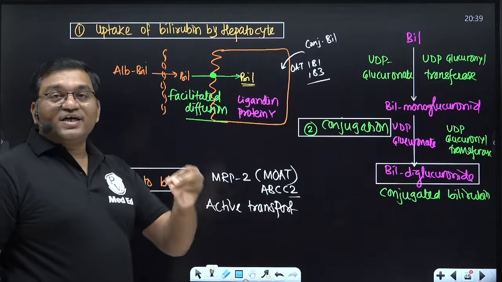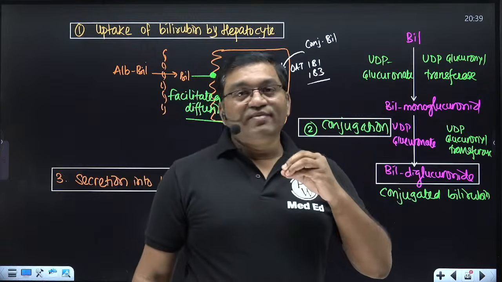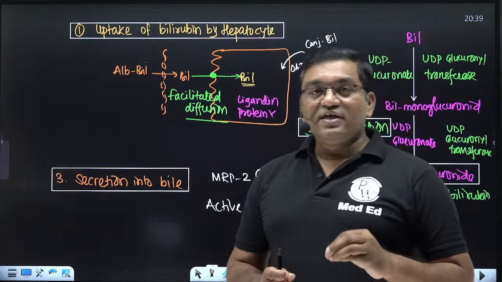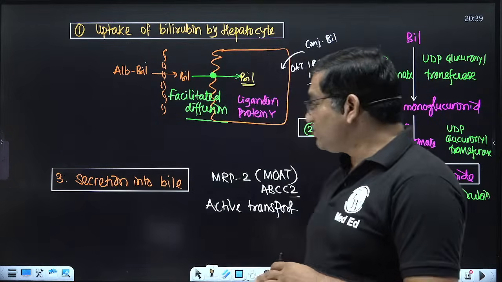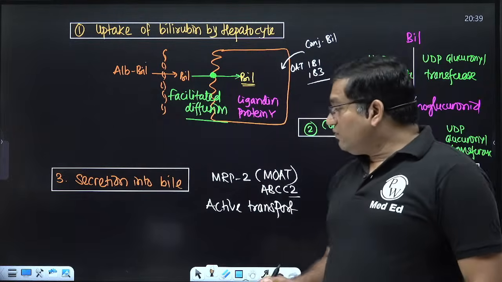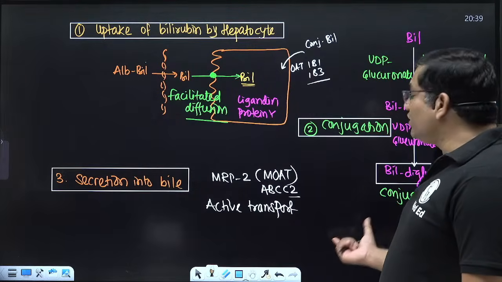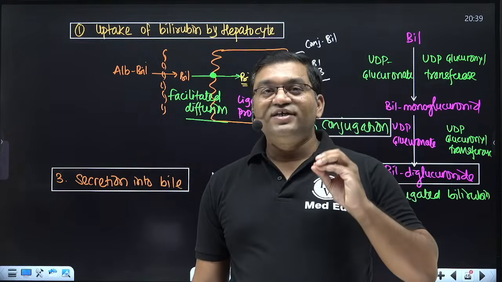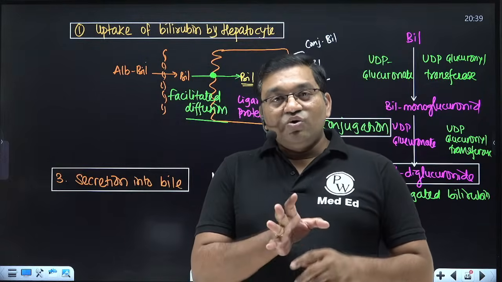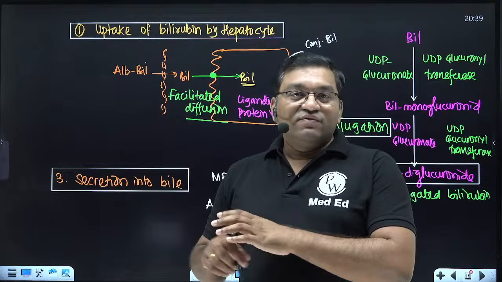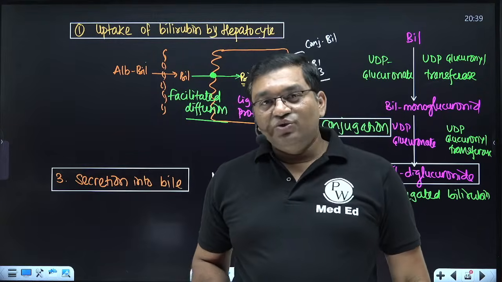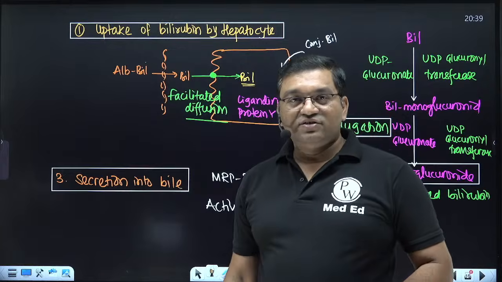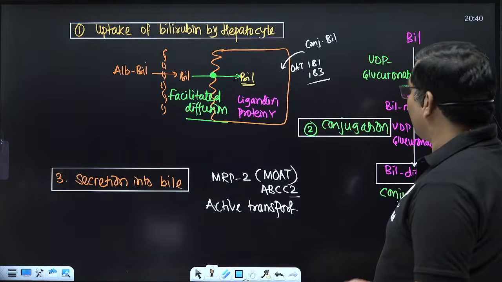Now it reaches the intestine, that is the ileum and colon. The colonic bacteria, by the intestinal enzymes, convert this conjugated bilirubin into urobilinogen. It goes to the kidney where it is converted into urobilin and excreted in the urine. And it goes to the feces in the form of stercobilinogen. This is how transport of bilirubin occurs.